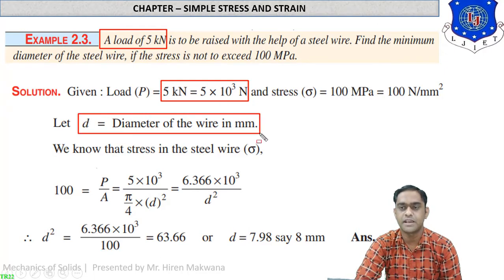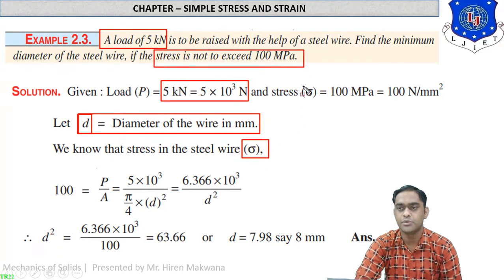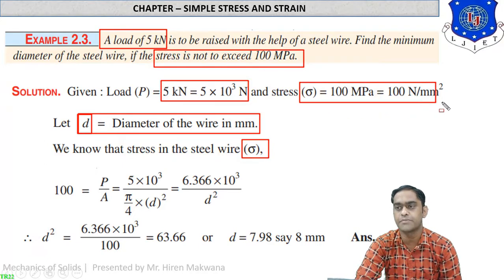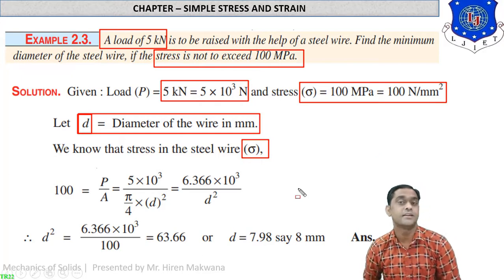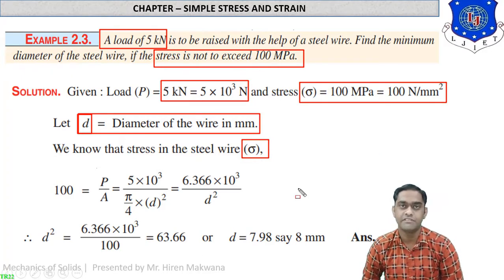Suppose it is in mm and it is denoted by D over here. Now it is given that the stress is not to exceed 100 megapascal. So stress sigma is given to you, 100 megapascal. Now megapascal is itself a Newton per mm square. Must remember this. In the gigapascal we are multiplying by 10 raised to 3, but when it is given in megapascal, the value remains as it is. So 100 megapascal is itself 100 Newton per mm square.